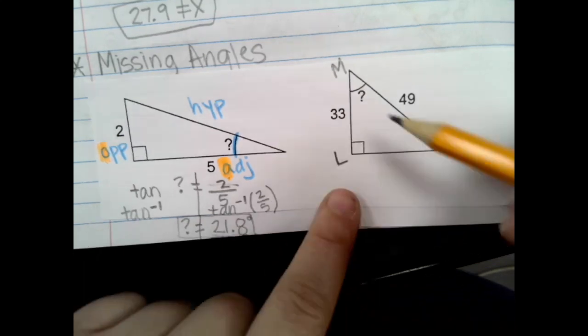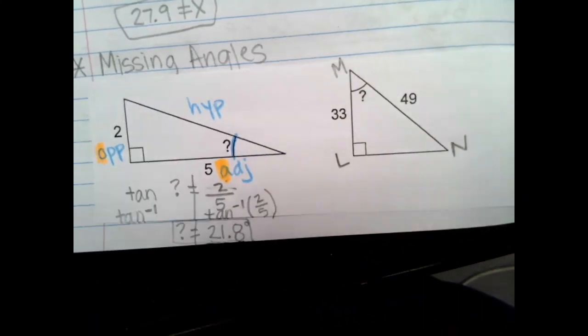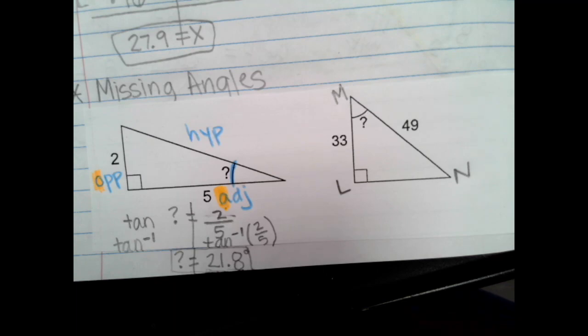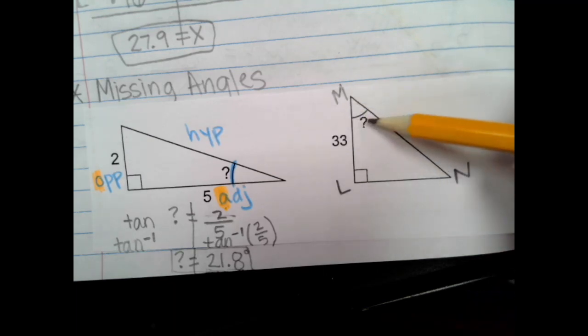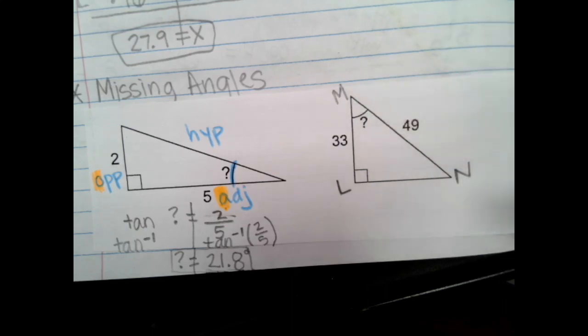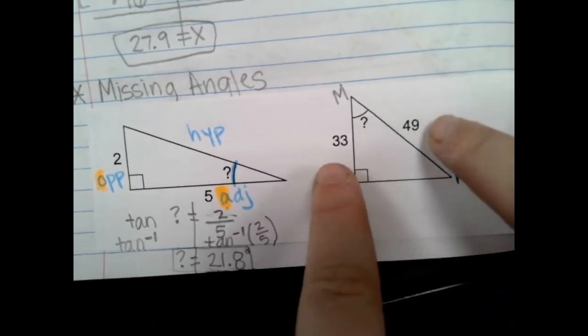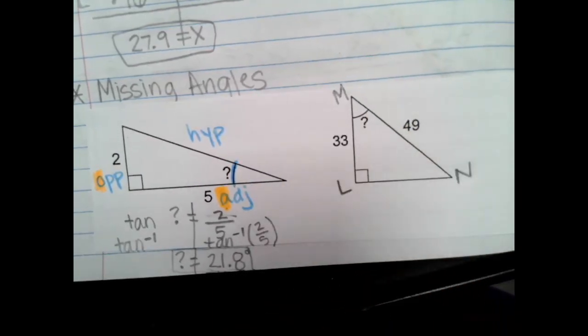Okay. So M, N, and L. Which angle are we trying to find? M. Good. The question mark is M. So a couple people are getting good at this where they don't have to label all 3 sides. You might be able to look at M and decide just what 2 sides you're given. Okay? Some people can jump to that.